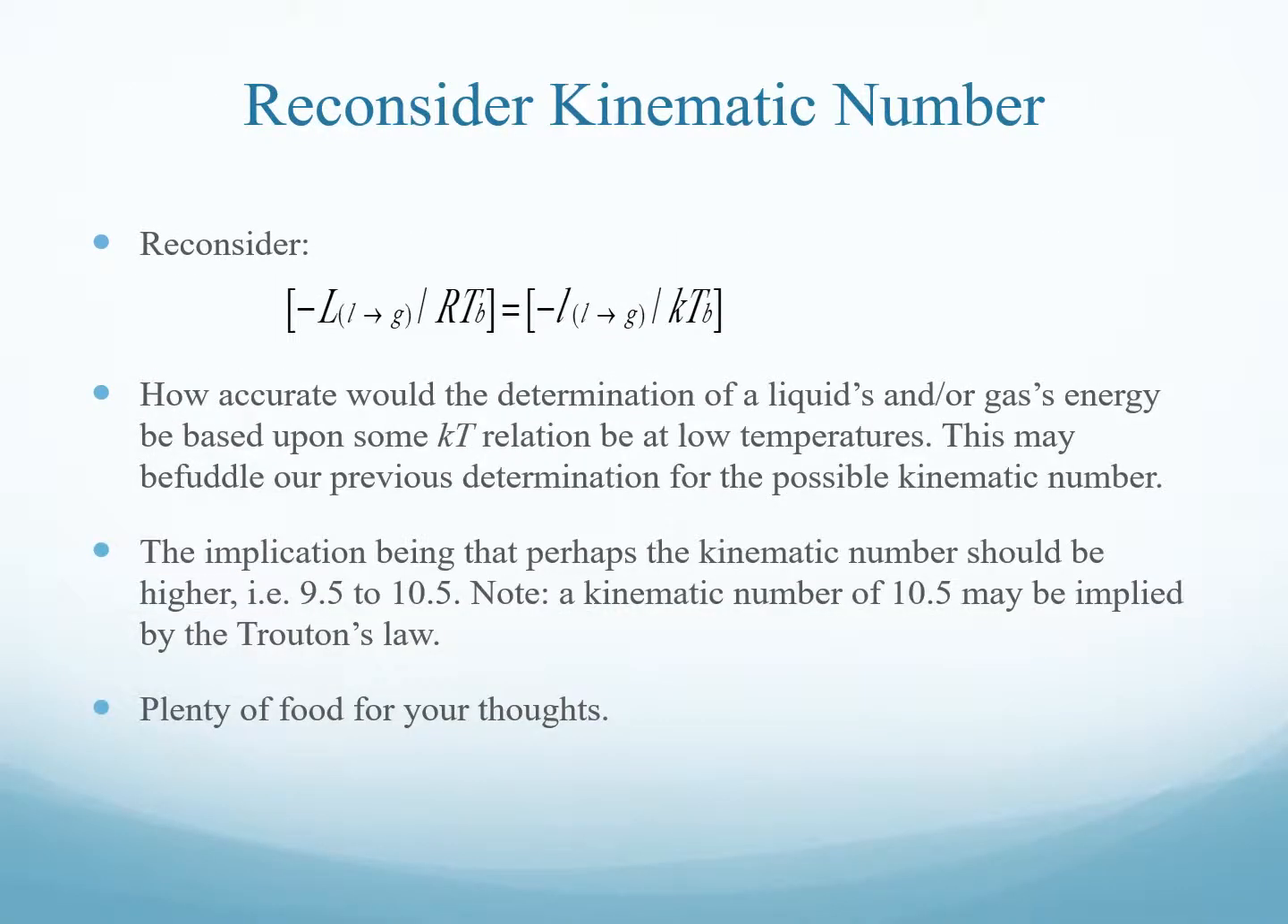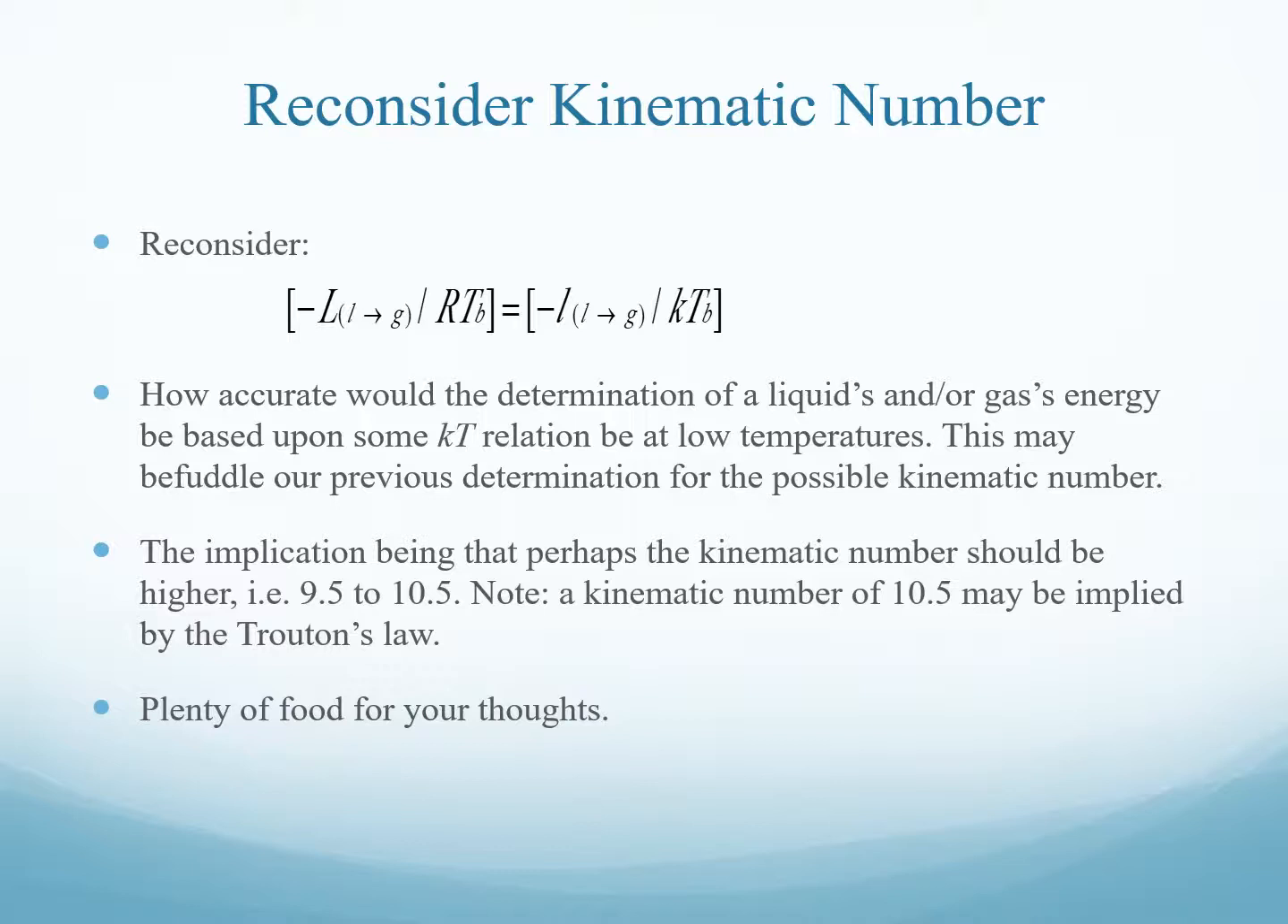Let's reconsider the kinematic number again. Again we look at the ratio of latent heat to the energy that can be exchanged. Now, how accurate would the determination of a liquid's or a gas's energy be based upon a kT relation at low temperatures? It doesn't make sense. The accuracy now diminishes. So this may also befuddle our determination of the possible kinematic number.